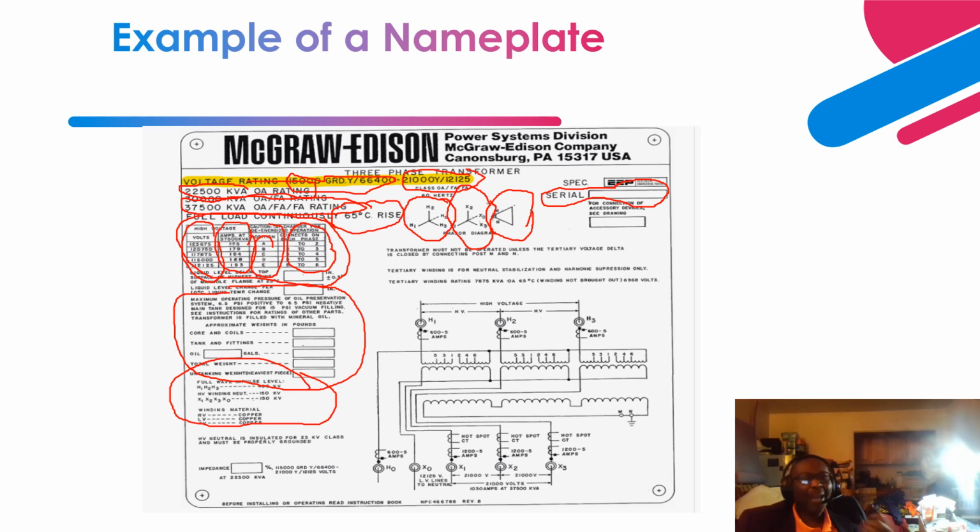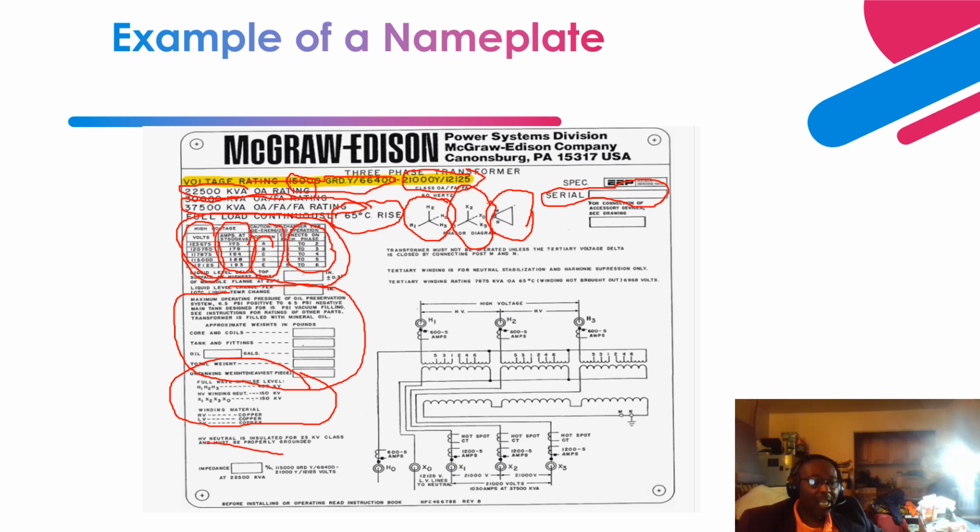Next is the winding material, right? Most often than not, the winding material for the power transformer is copper. And for the high voltage side, it is copper. For the low voltage side, it is copper. And for the tertiary winding, which is the delta connected winding, it is copper. If the transformer is wound utilizing aluminum, you'll see aluminum over here.